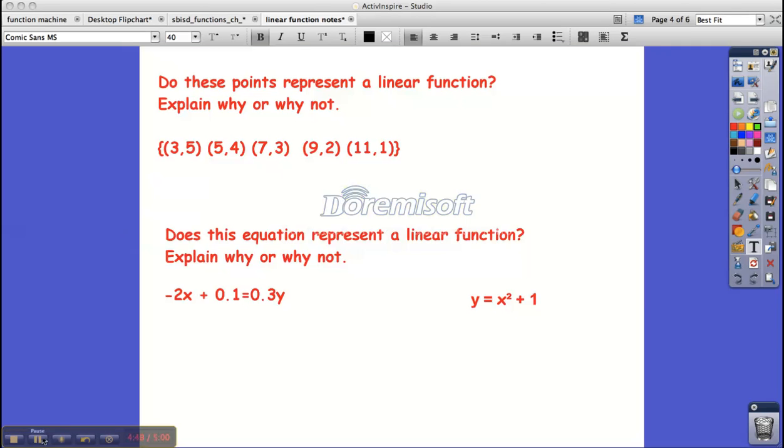Okay, so if we look here, these are the example problems that I want you to work, and I will put the answers up on the Edmodo. Please work these on your own, and I will put the answers up.